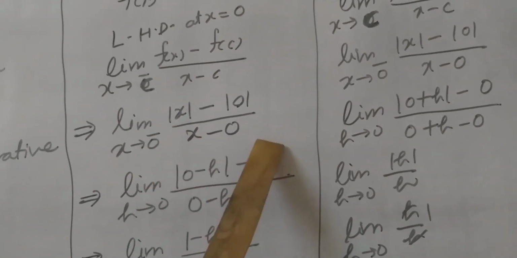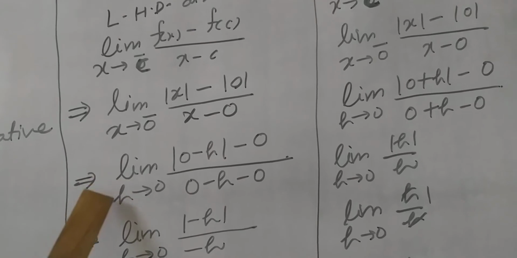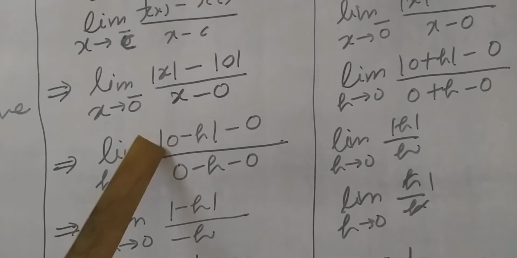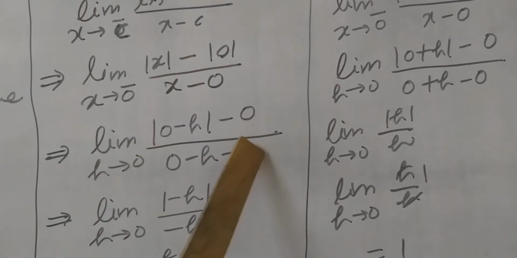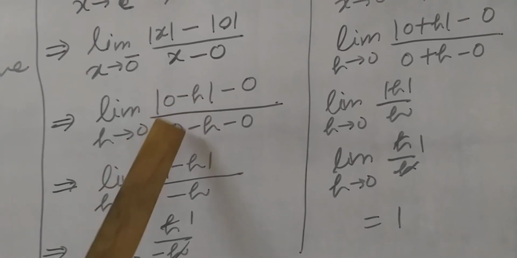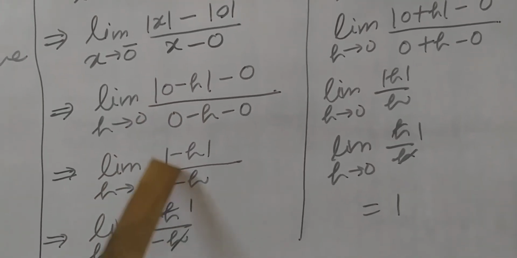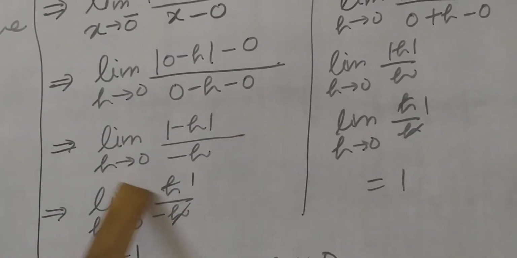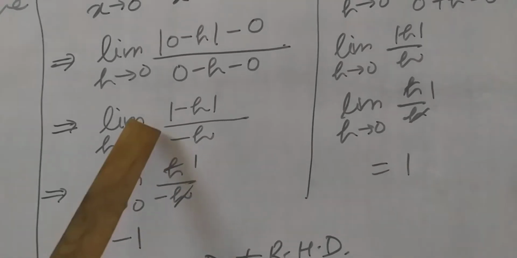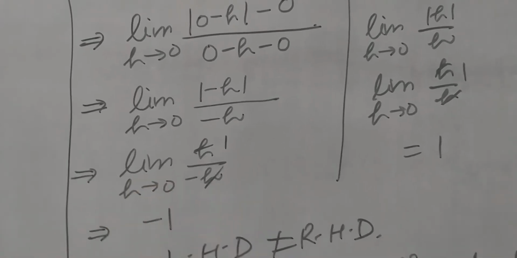Let us change the limit. Limit x tends to 0, and at the place of x we have to write 0 minus h, minus 0, upon 0 minus h minus 0. So mod of minus h upon minus h. The mod sign is there, so we have to write the positive value, h upon minus h. The h's cancel, answer is minus 1.